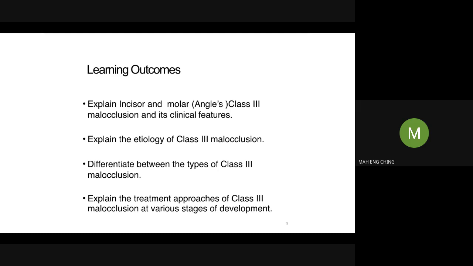Explain the treatment approach of class 3 malocclusion at various stages of development. First thing, we have to see whether the patient is still growing or not. If the patient is non-growing, then mainly either you do it with braces only, provided the skeletal problem is not too severe, or you do it with orthodontic surgery. Only two approaches.